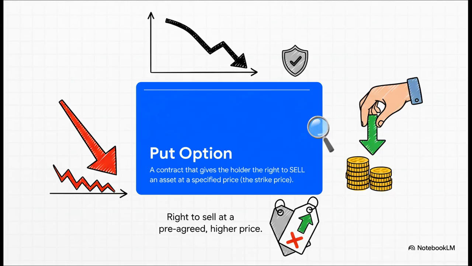And of course, on the flip side, you've got a put option. This is for somebody who thinks the price is about to go down. It gives them the right to sell at a pre-agreed higher price, even if the market value has totally cratered.